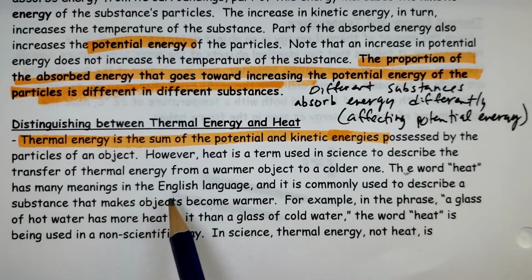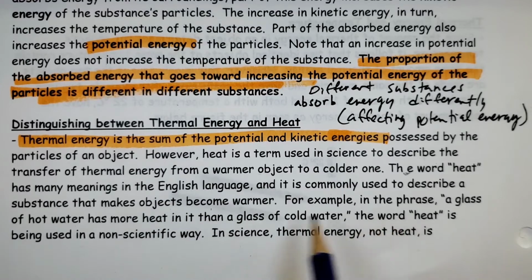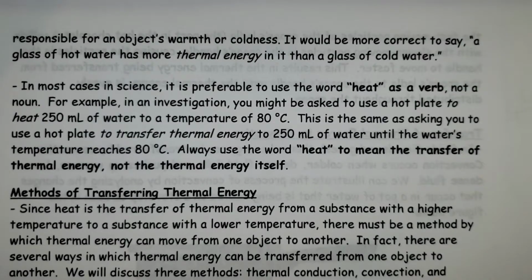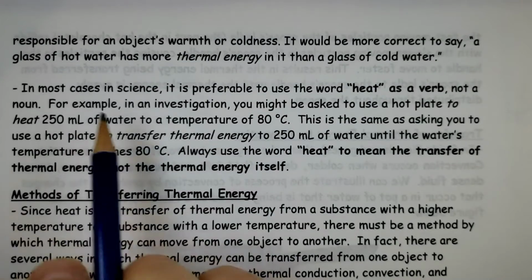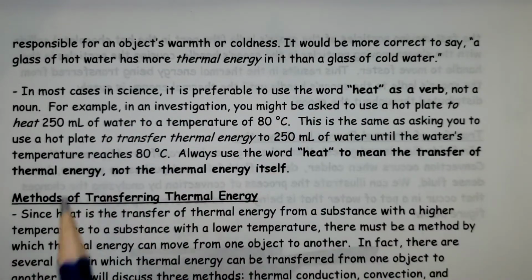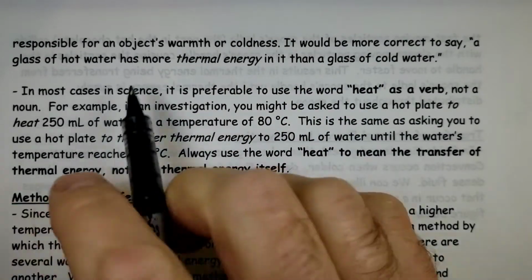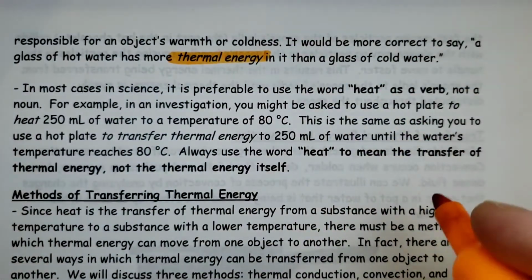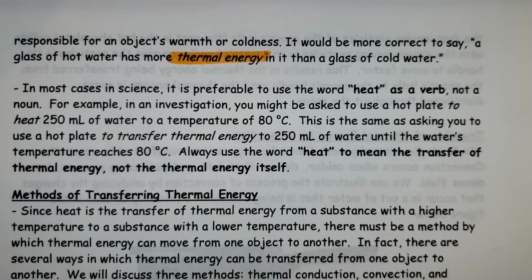The word heat has many different meanings in the English language and is commonly used to describe a substance that makes objects become warmer. For example, in the phrase, a glass of hot water has more heat than a glass of cold water, the word heat is being used in a non-scientific way. Because we'll see heat is defined a little bit differently in science. So, for the heat responsible for an object's warmth or coldness, it would be more accurate to say a glass of hot water has more energy, thermal energy, not heat, but thermal energy, more kinetic and potential.